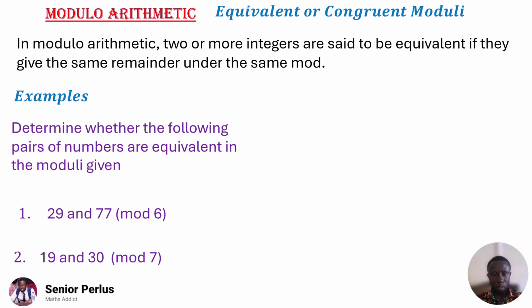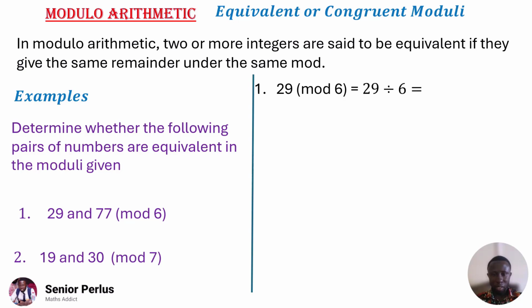1. 29 and 77 mod 6. I'll start with 29. 29 mod 6 is 29 divided by 6. You can use the repeated subtraction or the mixed fraction. So now you know how to do it. Good. So 4 times 6 plus 5. The remainder here is what? 5. So the answer here is 5.